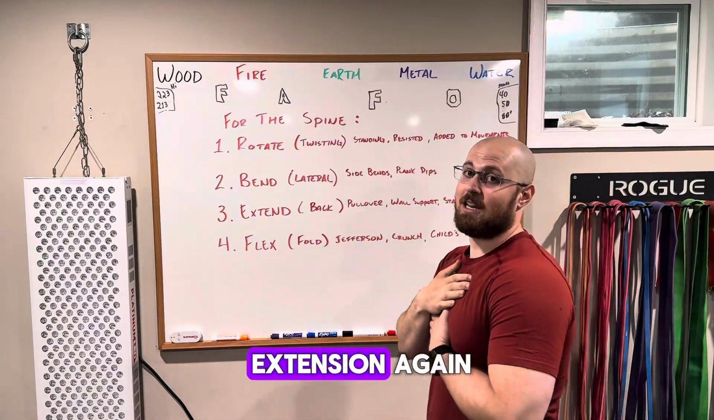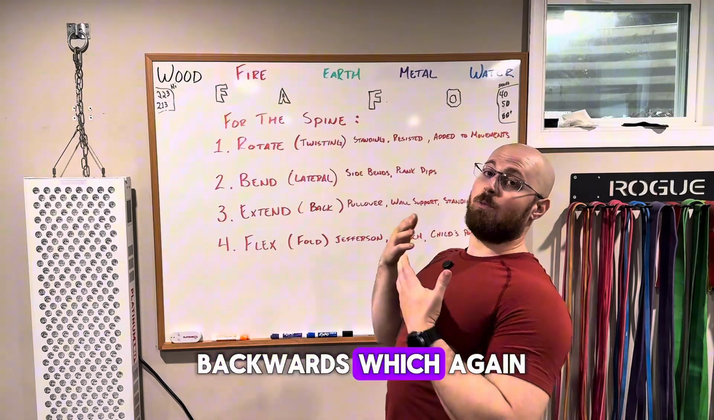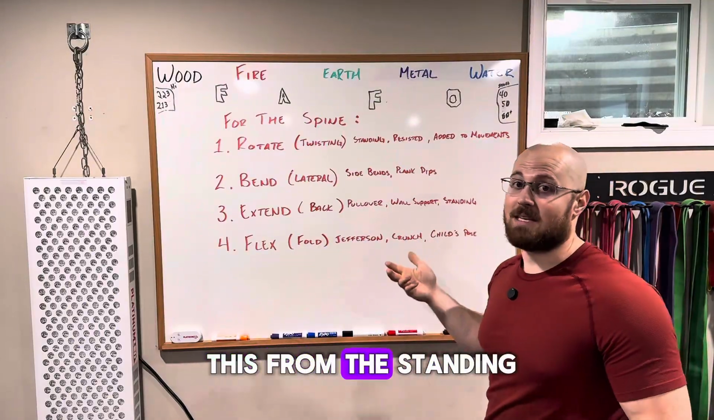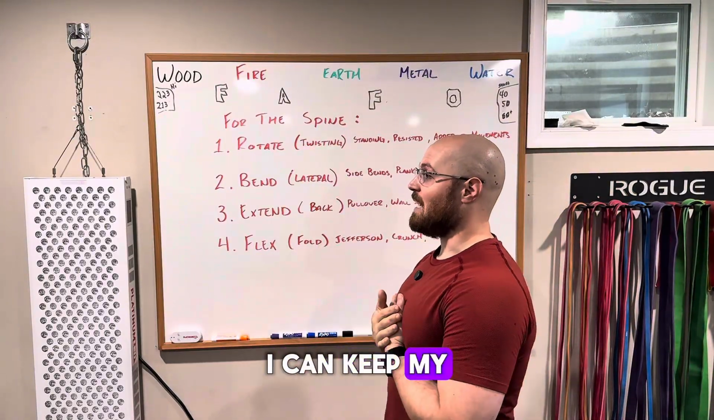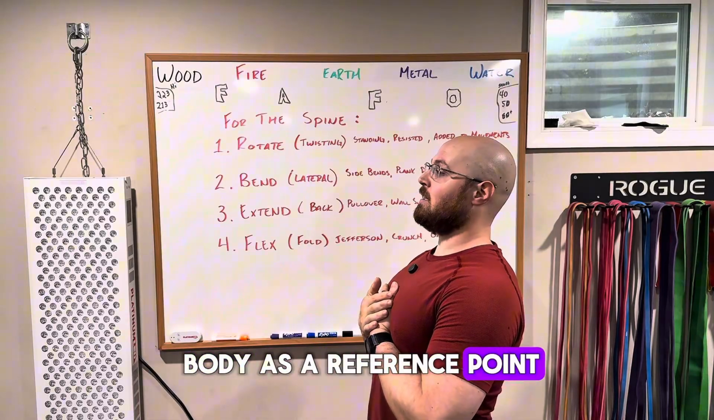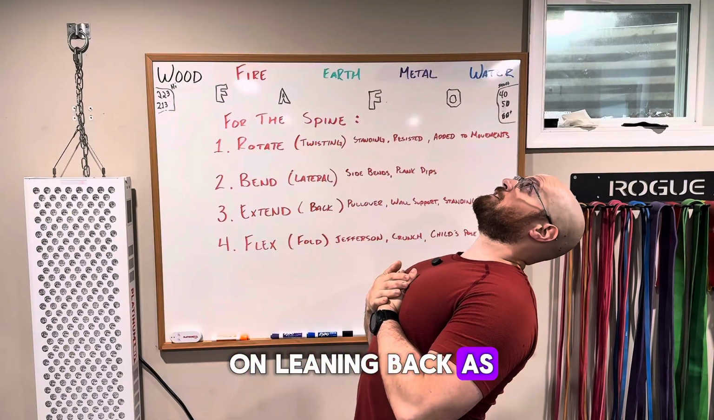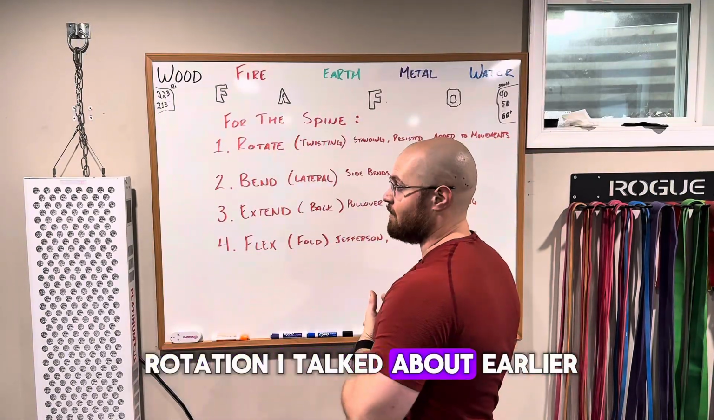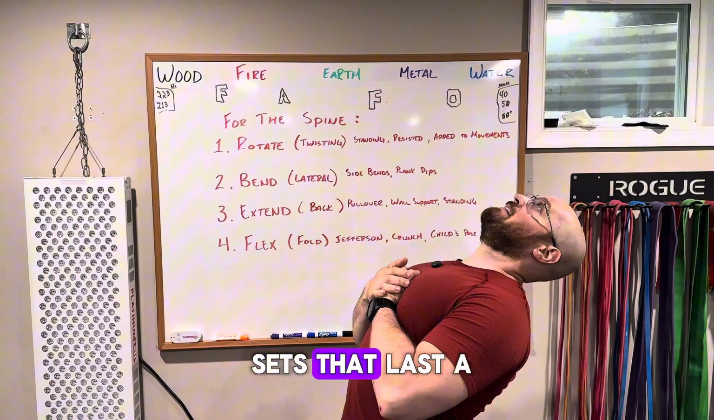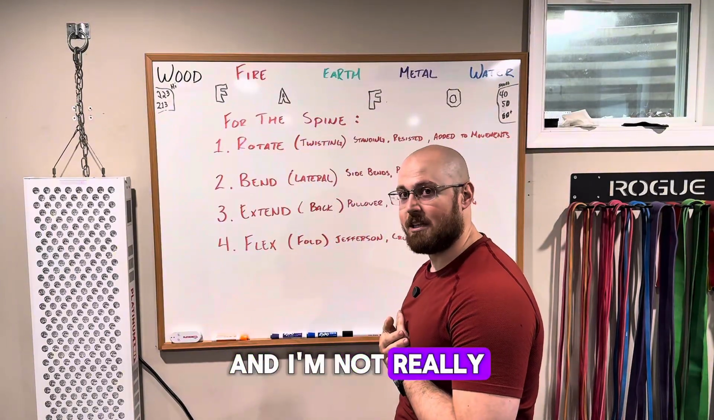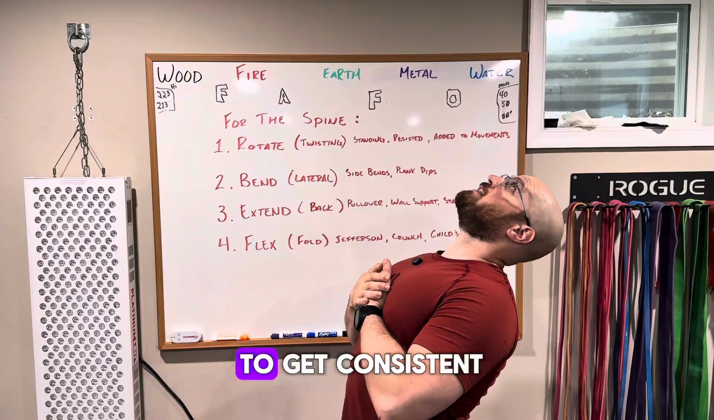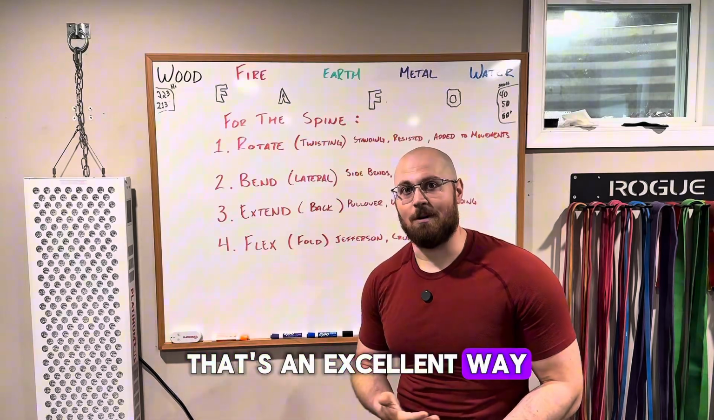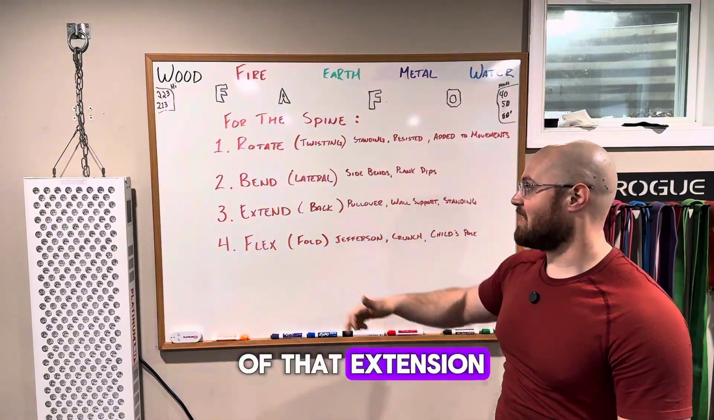Now, extension can be a little bit tougher to work on. When I'm talking about extension, again, I'm talking about going backwards, which again, if I'm really new to spinal training, I can just train this from the standing position like I just showed. I can keep my hands close to my body as a reference point and then just work on leaning back as far as I can go, come back to that center position. And just like the rotation I talked about earlier, if I just do sets that last a minute or two, and I'm not really worried about the rep count as much as trying to get consistent at leaning back into that back position, that's an excellent way to start incorporating some of that extension.